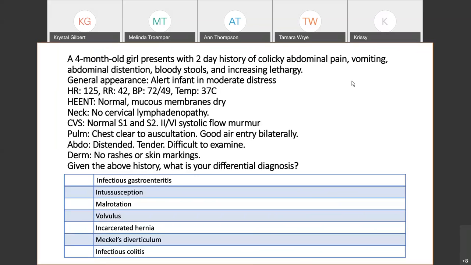So this is a select all. So what would be a potential? We're just narrowing down. Anyone? So all of those would be potential. I don't know about a regular hernia, but incarcerated, remember, might cause the blood aspirates.